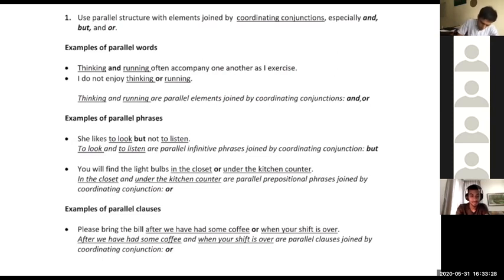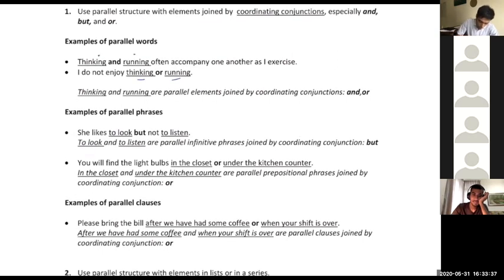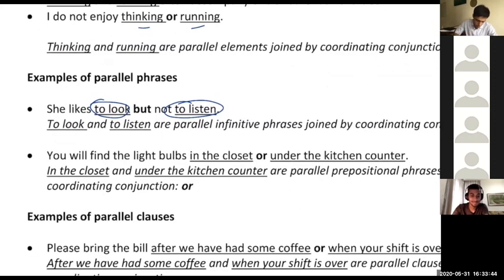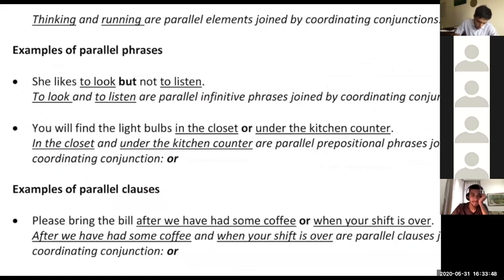Thinking and running are parallel. Thinking and running are again parallel. So the words have to be parallel. Then there are phrases. "She likes to look and to listen" are phrases, not words, so they're parallel. Another phrase example is "You will find the light bulbs in the closet or under the kitchen counter." Can you write down now in chat an incorrect version of this sentence?